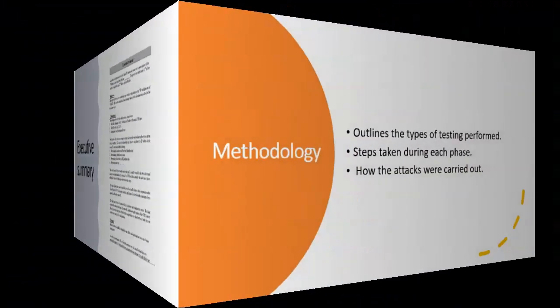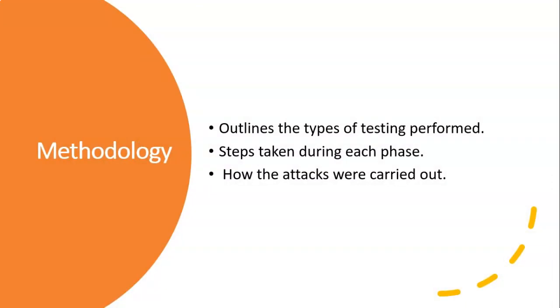Next, we have the methodology that was used during the pen test. You may be doing a black hat, a gray hat, or a white hat type assessment. You may be part of a red team, a blue team, or some other team. So that is all part of the methodology that you need to describe. So in this section of the report, you're going to talk about the types of pen testing that were performed, steps taken during each phase of the pen test, and how the attacks were carried out.